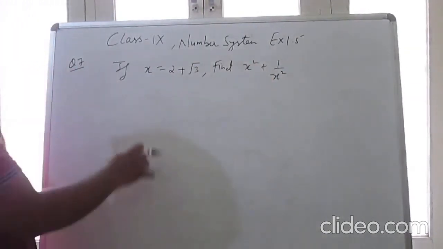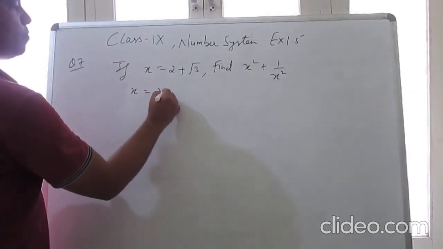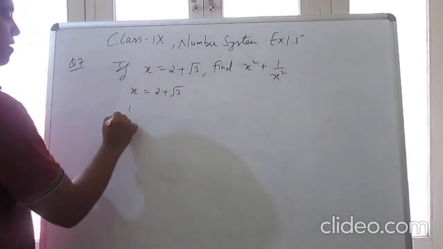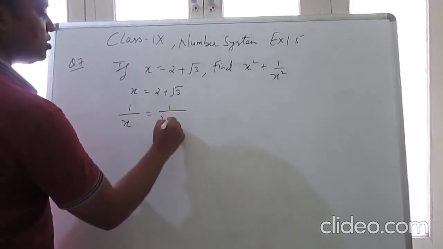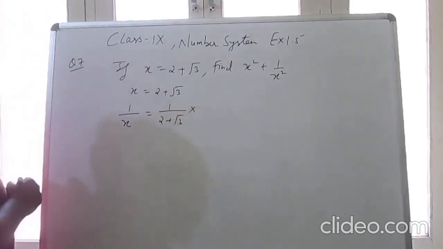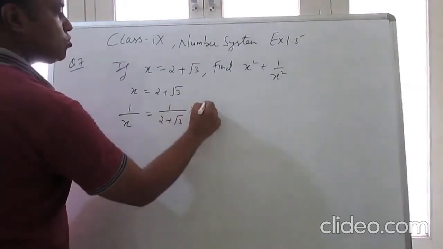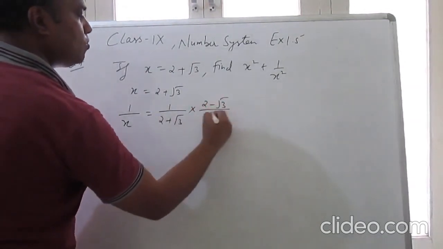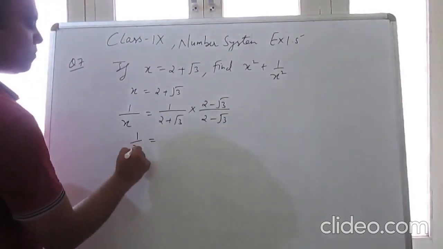It is very simple. Now x you know, 2 plus root 3. Now you have to find 1 upon x, so rationalize it. What is the value of x? 2 plus root 3. Now we have to find 1 upon x. Rationalize it by multiplying by 2 minus root 3 over 2 minus root 3. You will get 1 upon x.